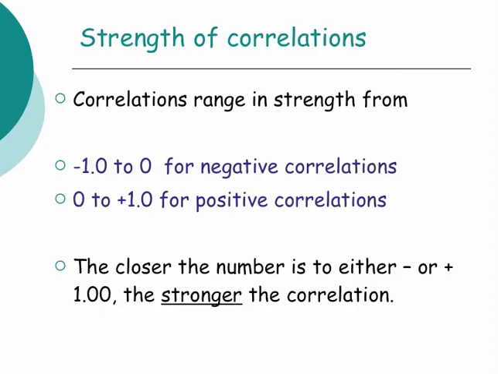The negative or the positive just tells you what type of correlation it is. So it's not the same as in math where one negative always means less. So closer to -1 or +1 means a stronger relationship between those variables.